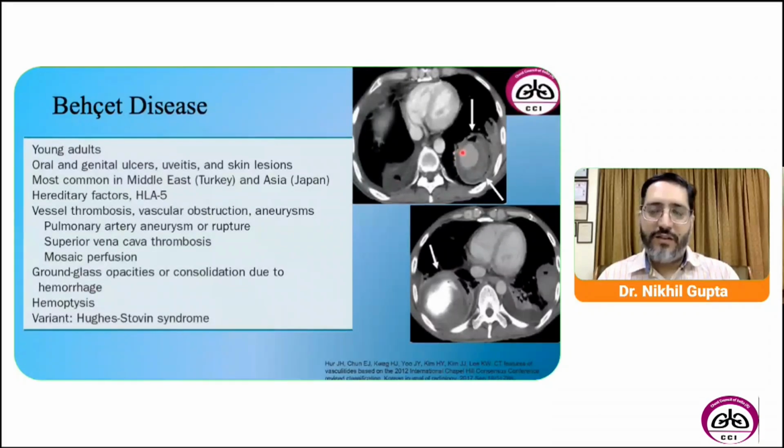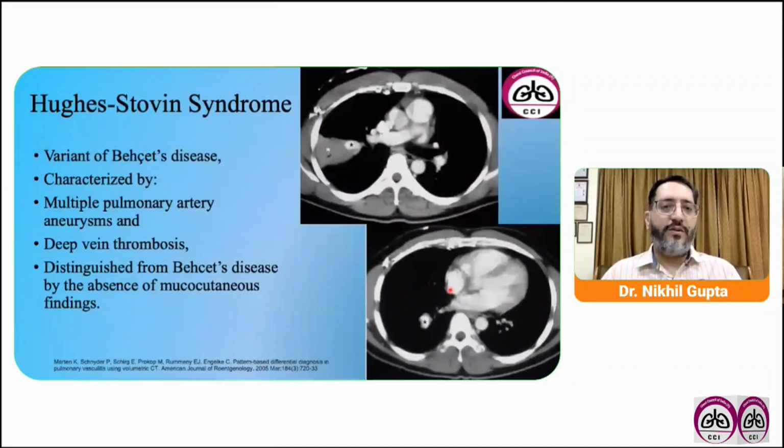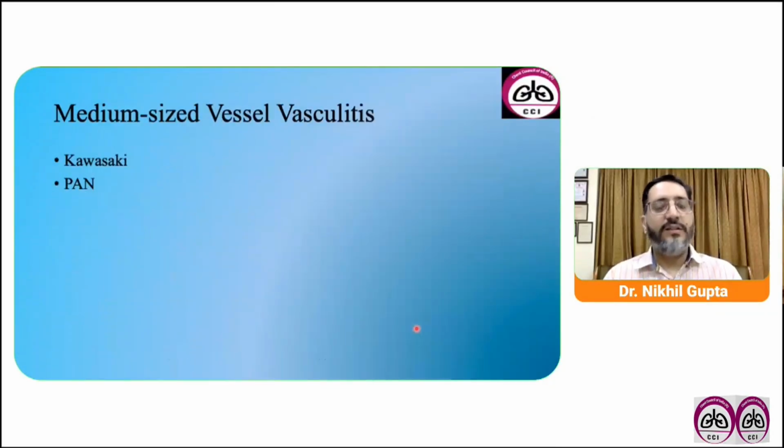In this case, we saw a left-sided pulmonary aneurysm, which was treated. Further, after 6 months, a right-sided aneurysm developed. Then this is a case of Hughes-Stovin syndrome, which is a variant of Behçet's disease. Here we can see multiple pulmonary aneurysms, and it can be distinguished from Behçet's by the absence of mucocutaneous findings.